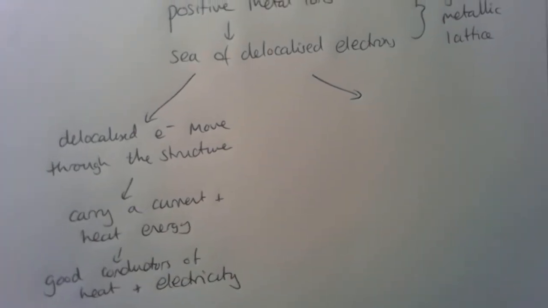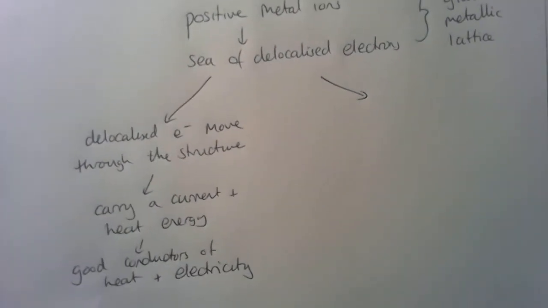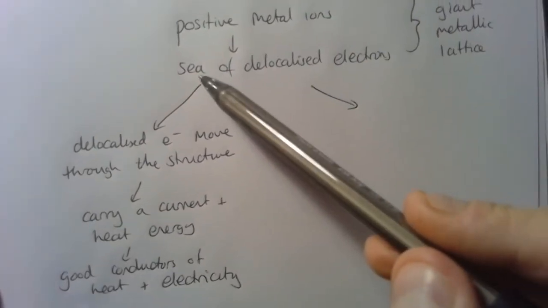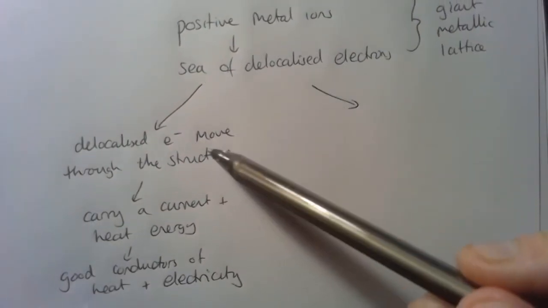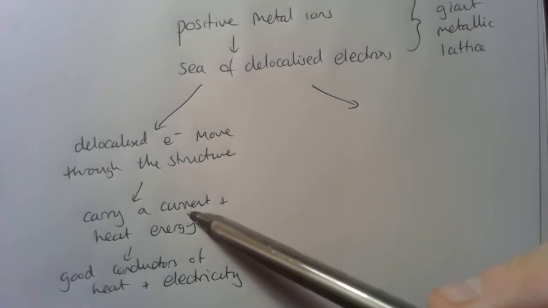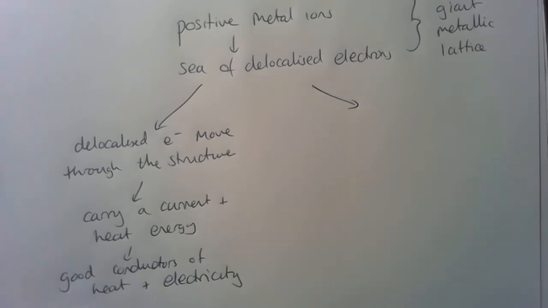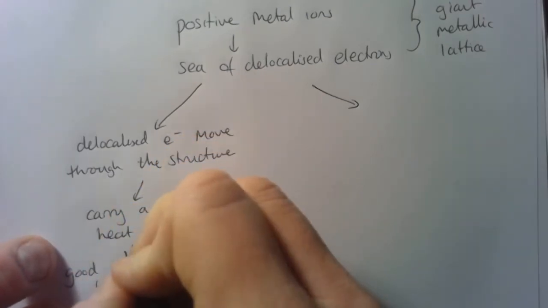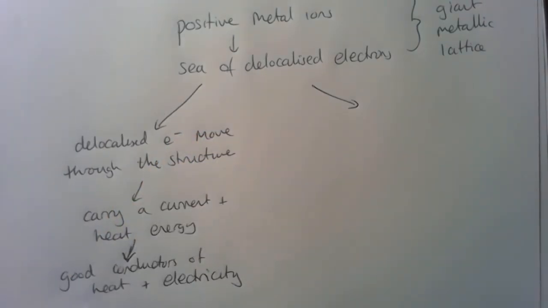So that's our first point, that our delocalized electrons, a sea of delocalized electrons, can move through the structure. As a result of that, they can carry a current and also heat energy, and therefore they are good conductors of heat and electricity.